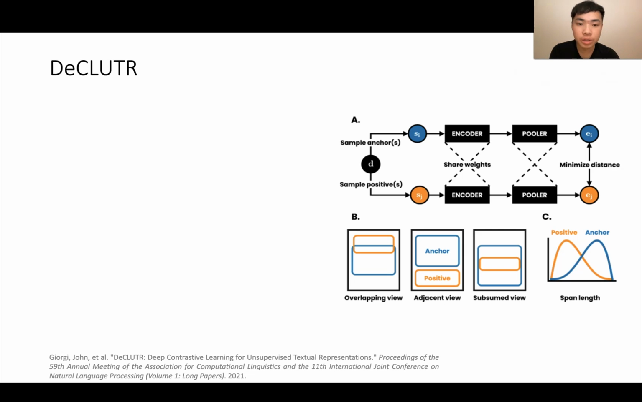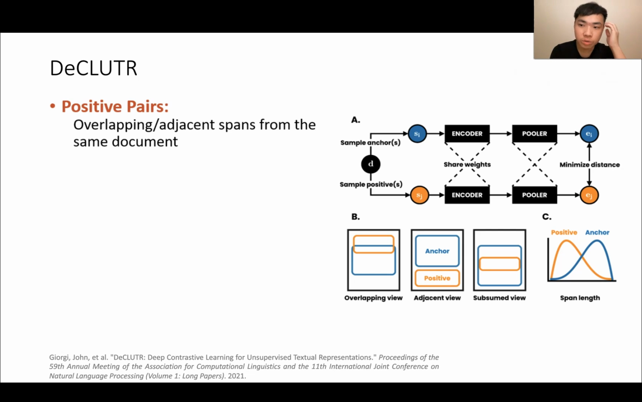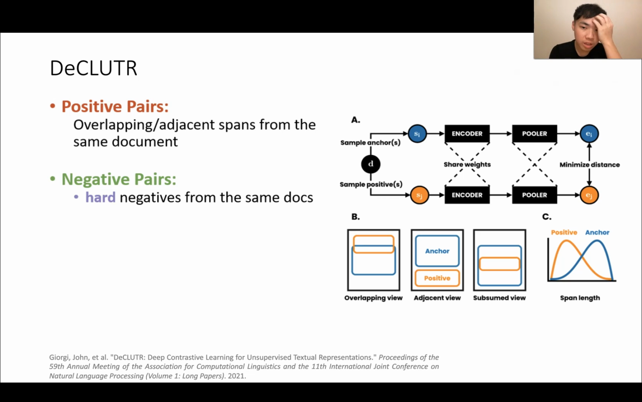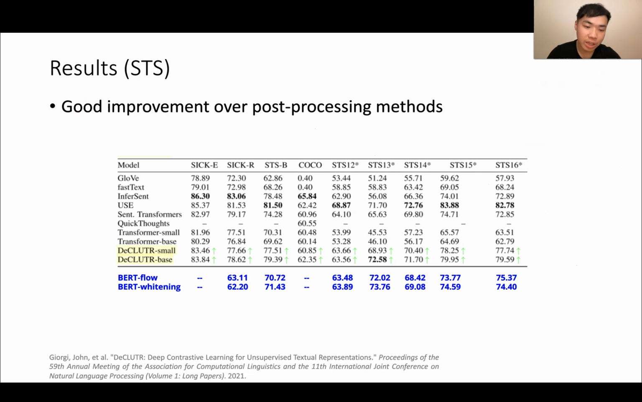The first paper here is called DeCLUTR. In this paper, they try to produce the positive pairs by randomly sampling spans from the same documents. And the spans here need to be overlapping or adjacent to each other. They also have different strategies to sample negative pairs. For example, they sample hard negatives from the same document, and they sample easy negatives from different documents. By doing so, they can achieve much better results compared to BERT-flow or BERT-whitening. So it's a huge performance improvement using this contrastive learning method.